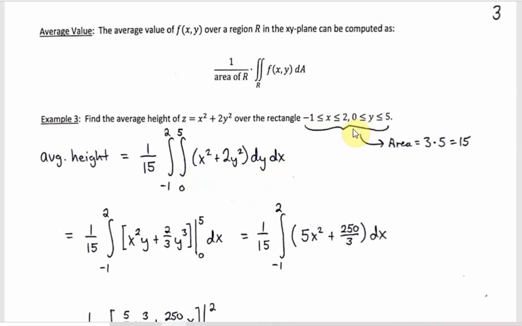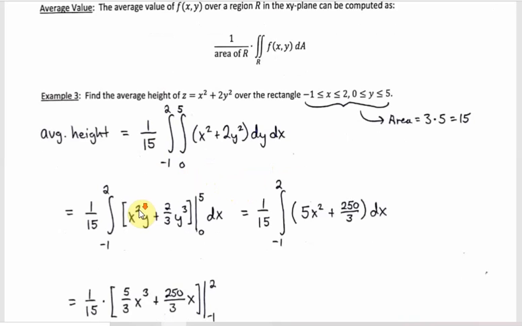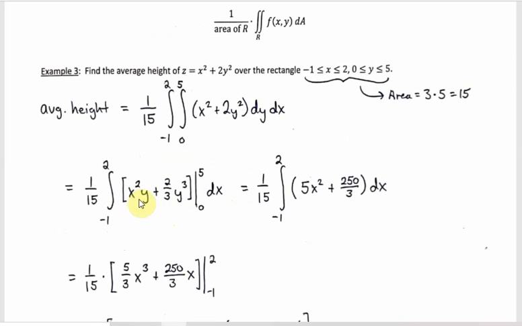I mean, it's over a rectangle, so the limits of integration are simple, right? You wouldn't have the limits of integration for y in terms of x or anything. It's just 0 to 5. And then for x, it's going to be negative 1 to 2. So you integrate with respect to y, you get x squared y plus 2/3 y cubed. Going to evaluate that at 0 and 5.